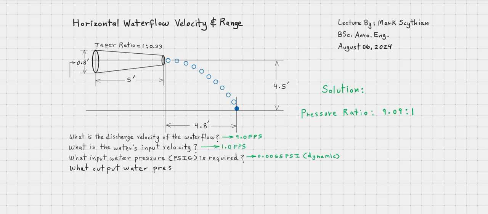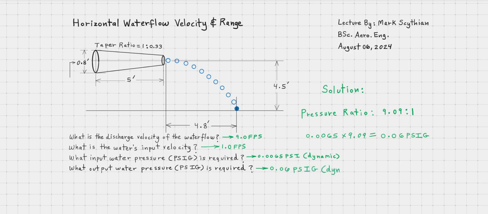0.0065 psi-G dynamic. So what output water pressure, psi-G dynamic, is required? Again, we can just multiply this times the pressure ratio, so it's 0.06 psi-G dynamic.